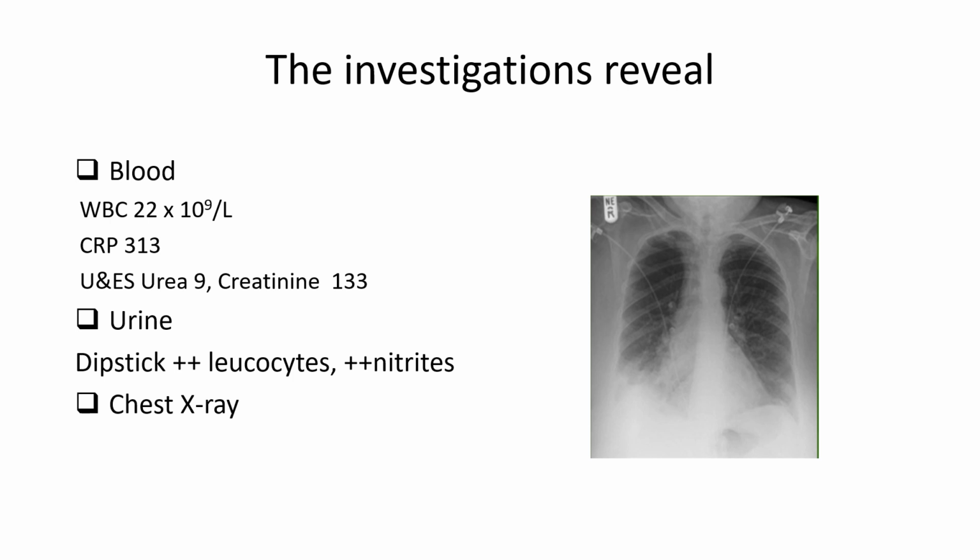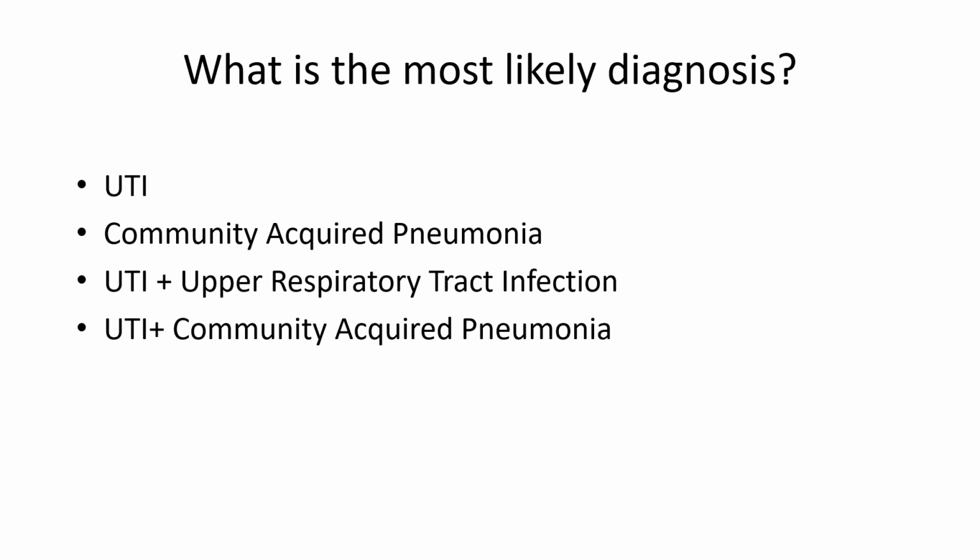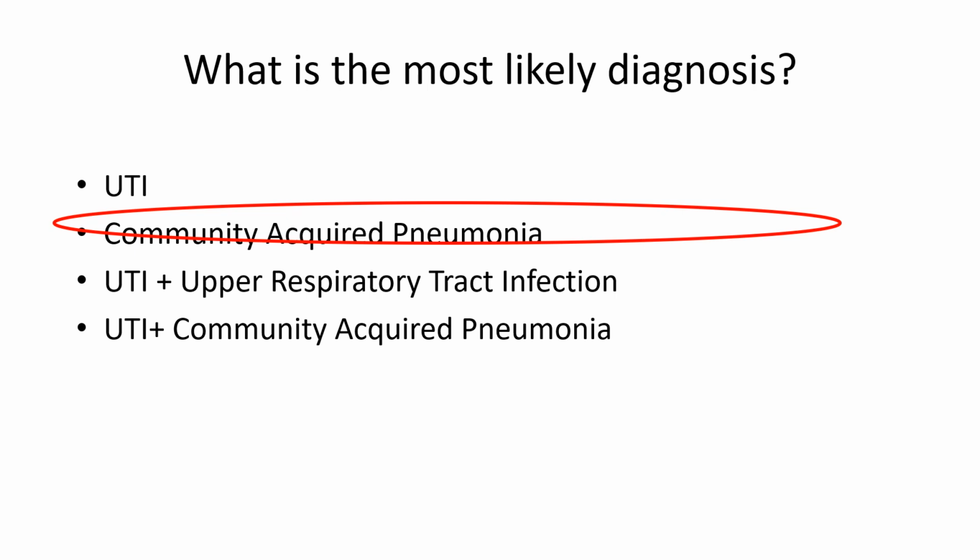Blood revealed a high WBC, high CRP, high urine electrolytes, and high creatinine. The urine indicated that the nitrites were positive and leukocytes were positive. Chest X-ray showed consolidation. What's the diagnosis? The answer is community acquired pneumonia.